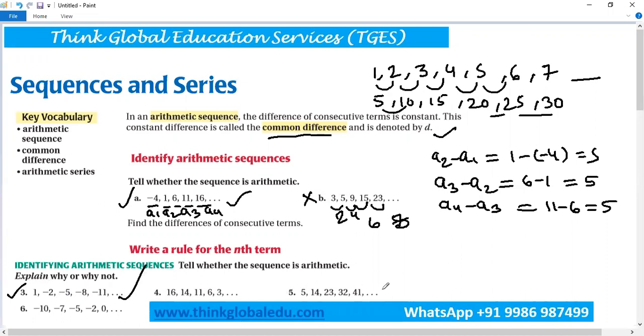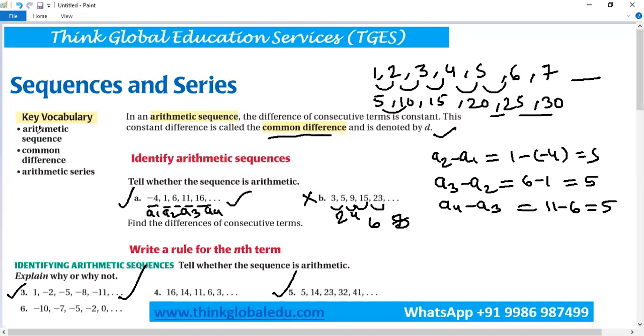Now we can check other sequences also. 5, 14, 23, 32, and 41. So 14 minus 5 is 9, 23 minus 14 is 9, 32 minus 23 is 9, 41 minus 32 is 9. So this is an arithmetic sequence because the difference between the consecutive terms is constant.